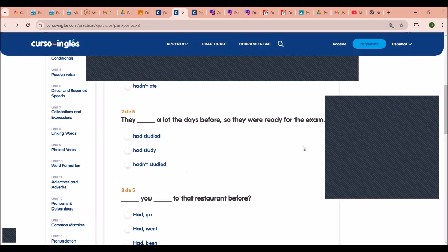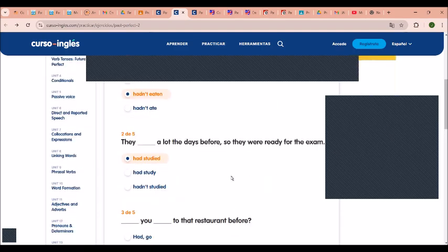All right, let's go with Carla Jimena. Number two. They had studied a lot the days before, so they were ready for the exam. They had studied a lot, so they were ready. This one is an affirmative, a positive sentence. They had studied. All right.